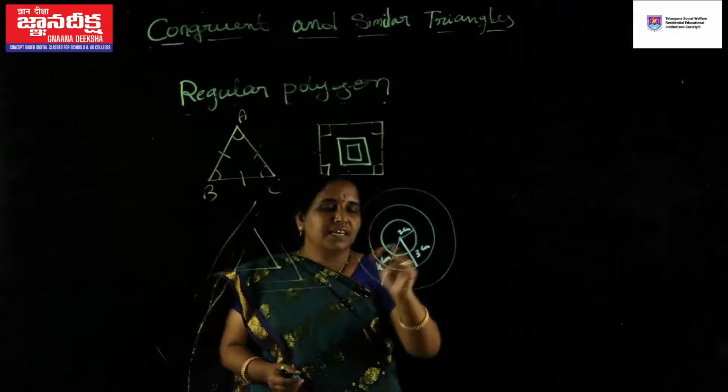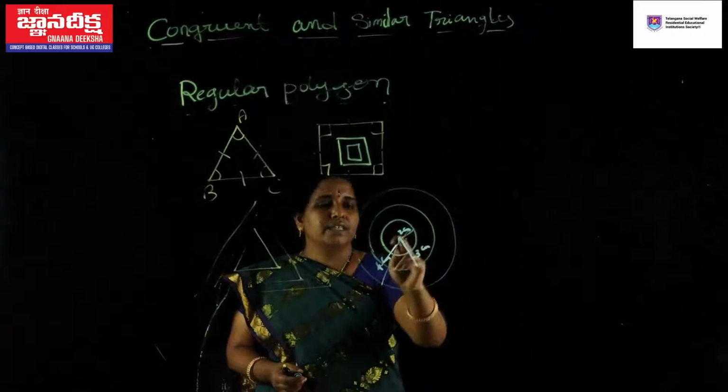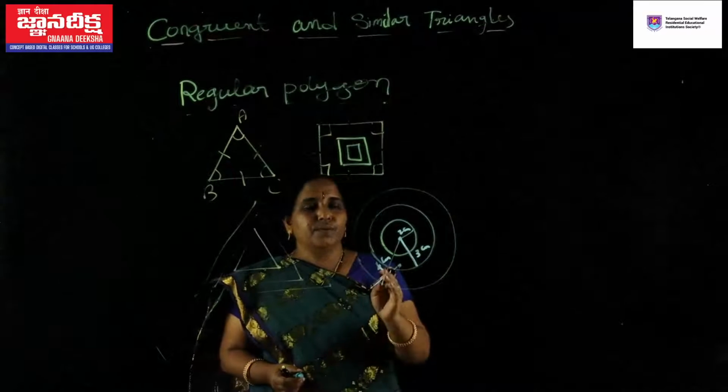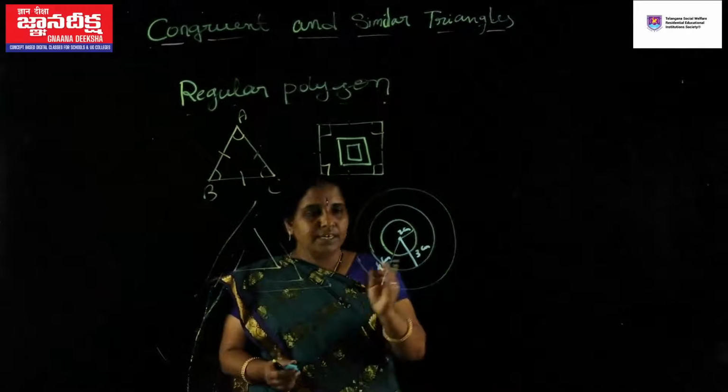And here these circles are also called concentric. Concentric means circles with the same center, which is useful in solving many problems in similarity of triangles. Children, keep this in mind.